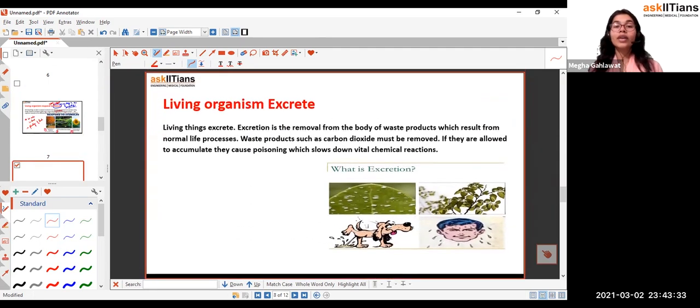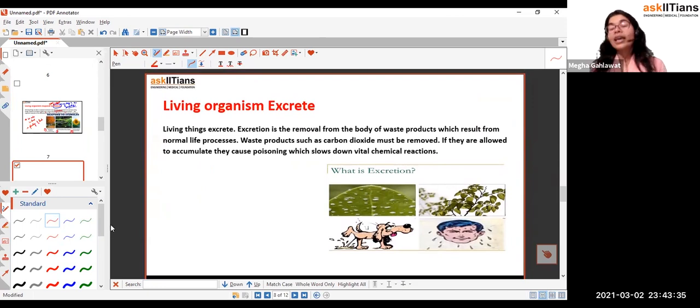And then living organisms excrete. It's very, very important for you to understand that if we are eating, we are going to poop, right? Because all the poop contains the harmful and waste products which are not used by our body at all, but they are excreted out.